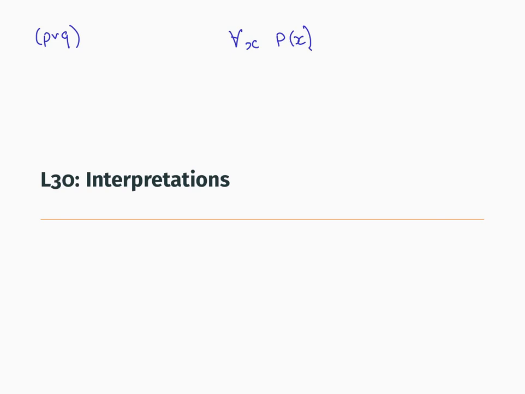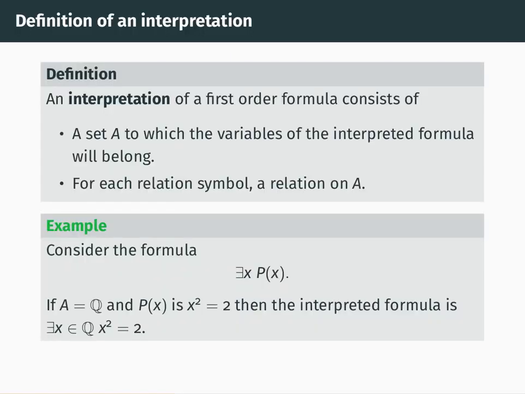And this video is about interpretations and how, once we've decided on an interpretation, we can determine whether or not the formula is true in that interpretation. Here's the definition then of an interpretation. An interpretation of a first-order formula consists, first of all, of a set A to which the variables of the interpreted formula are going to come from, and secondly, for each relation symbol in the first-order formula, a relation on the set A.